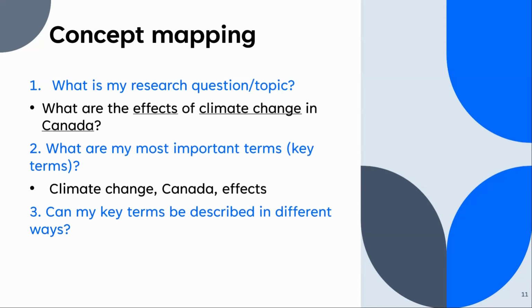So for example, if we had words like what or the in a search engine, it probably wouldn't really help us very much. But words like Canada, effects, and climate change, those ones are really important to our topic. It would be really hard to talk about climate change in Canada if we didn't have those exact words in our search.